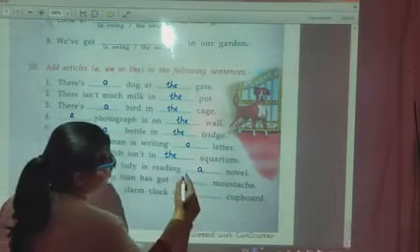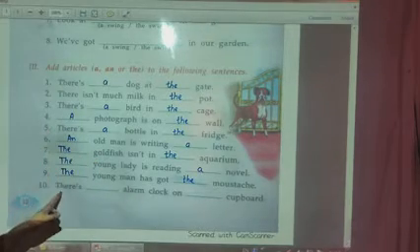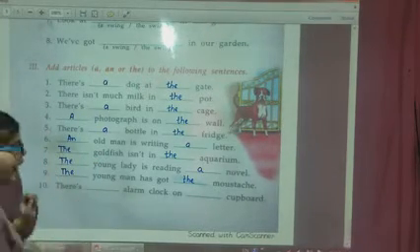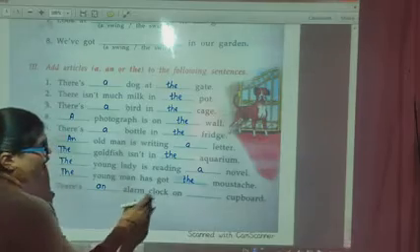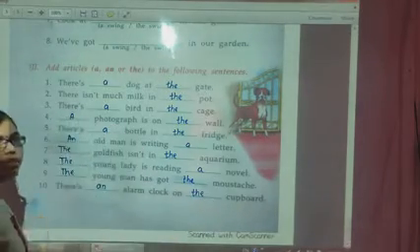The young man has got a mustache. There's an alarm clock on the cupboard.